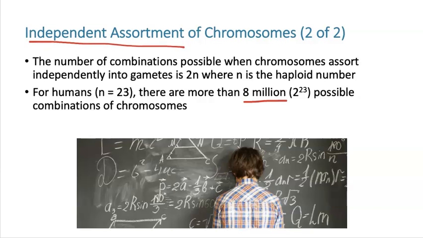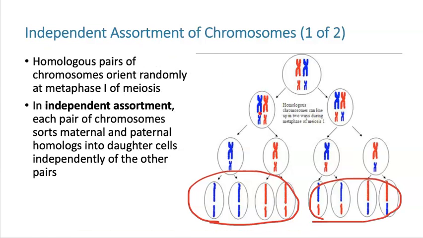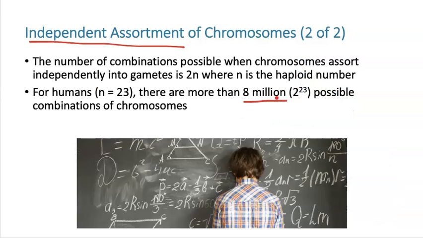Again, the idea of independent assortment is how they line up on that metaphase plate is independent of however this one lines up. This one doesn't tell you how this one lines up, right? It can be mixy-matchy. So there are 8 million possible combinations of chromosomes. That's 2 raised to the 23rd power. The reason it's the 23rd power is because the haploid number for humans is 23.